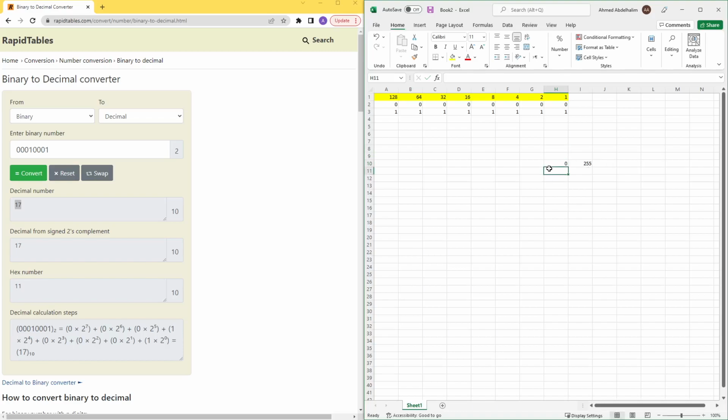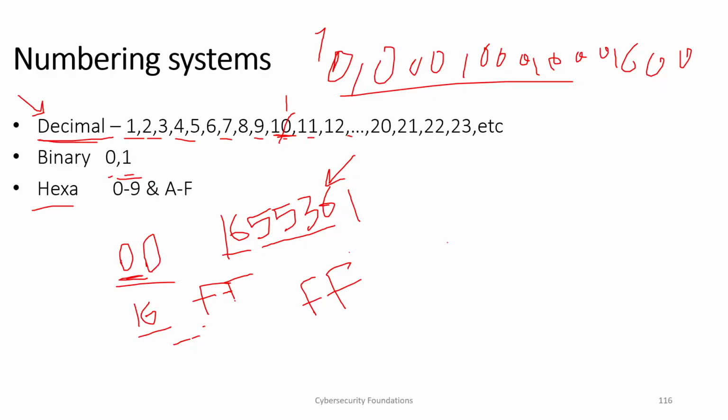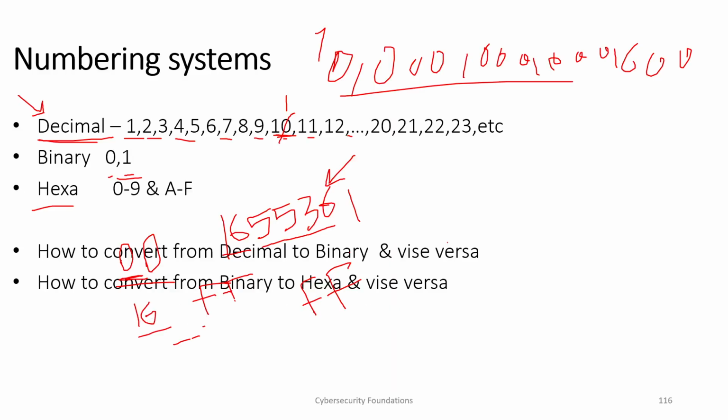So how could this value be equal to F? It is again another numbering system, which is called hexadecimal. In hexadecimal, we convert the binary data to another way of writing, which is called hexadecimal. So hexadecimal can be written in this way.